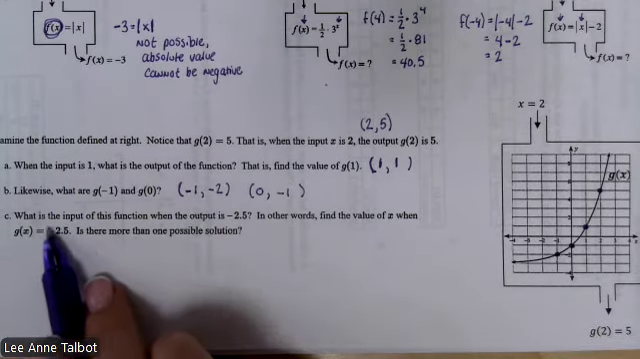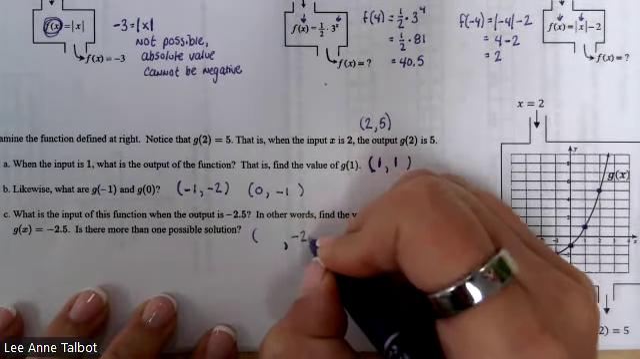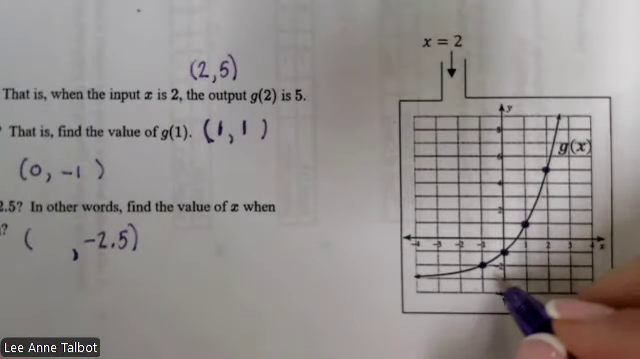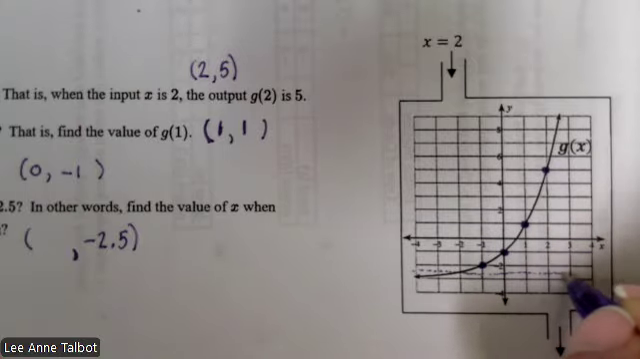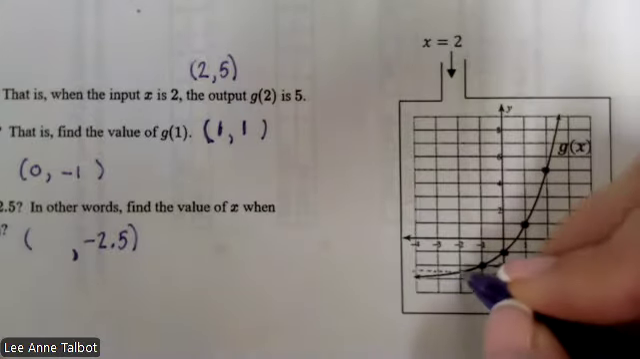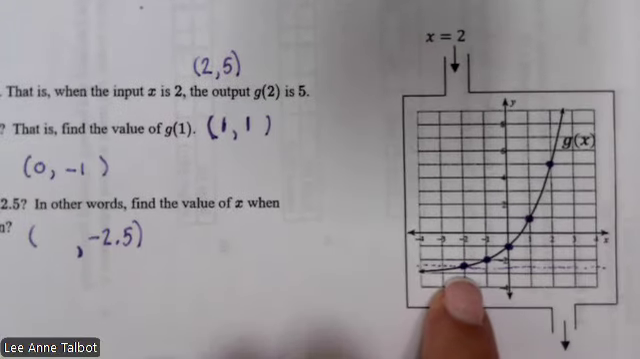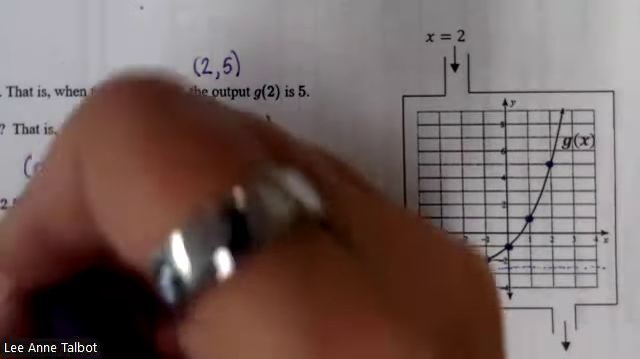Okay, last one. What is the input of the function when the output is -2.5? That means something comma -2.5. Okay, so -2.5 is like here. So my dot would be here. Does this make sense to you guys? So what coordinate is that? Oh, (-2, -2.5).